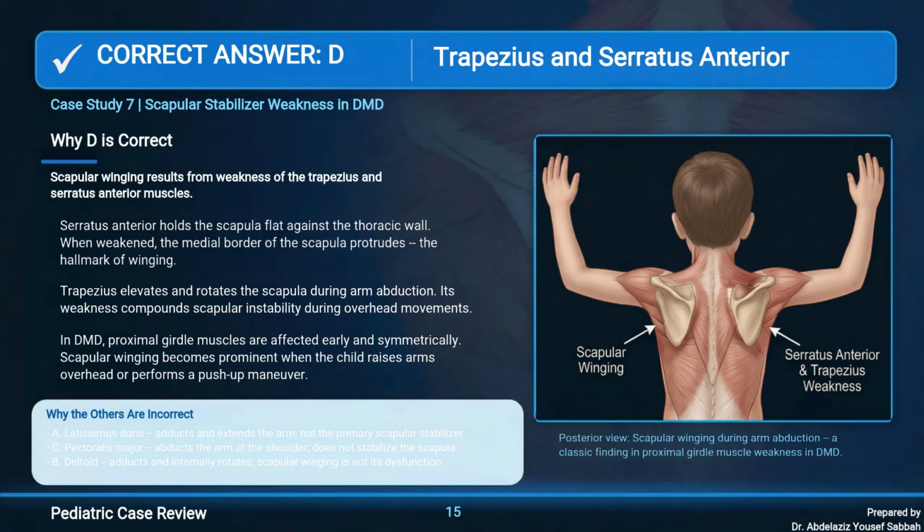The latissimus dorsi adducts and extends the arm and is not the primary scapular stabilizer. The pectoralis major abducts the arm at the shoulder but does not stabilize the scapula. The deltoid adducts and internally rotates the arm, and scapular winging is not its dysfunction.